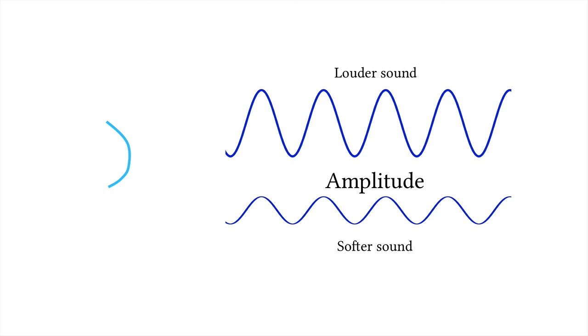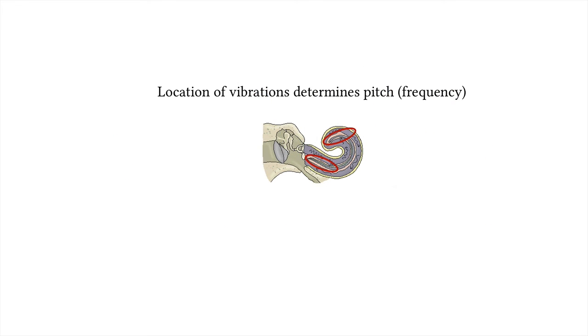Bigger amplitude of sound wave means bigger movement of the tympanic membrane, bigger amplitude of the vibrations in the ossicles, and bigger vibrations in the cochlear fluid. And a big amplitude of vibrations will trigger a higher rate of action potentials. A higher rate of action potentials is interpreted by the brain to be a louder sound. So to sum up, we can say that the location of the vibrations in the spiral organ determines the pitch, which is due to frequency. And the amplitude of the vibrations in the spiral organ determines the loudness of the sound.